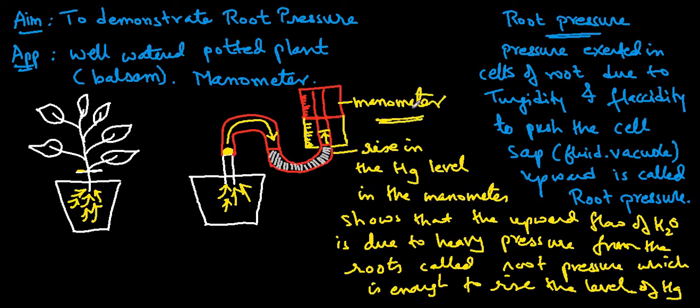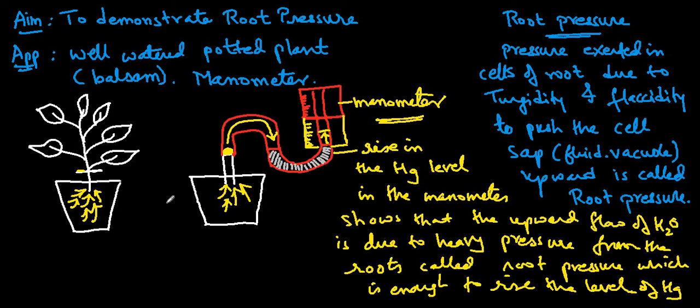I hope you understood the meaning of root pressure and the experiment that shows the root pressure exerted by the roots on the water, which is helping it to move in the upward direction along with the cell sap. If you have any questions or doubt, please let me know in the comment box. We'll see once again in the miscellaneous episode.